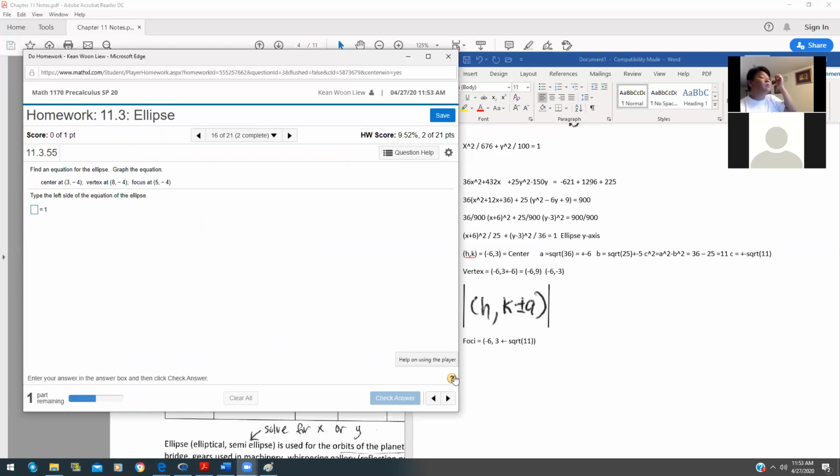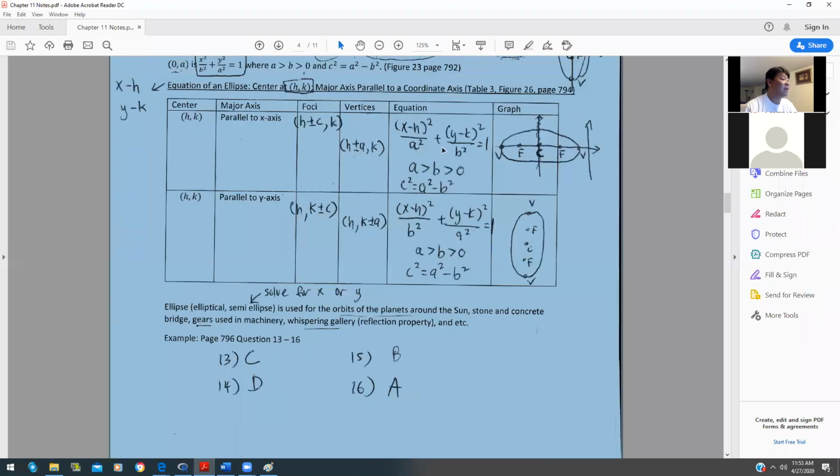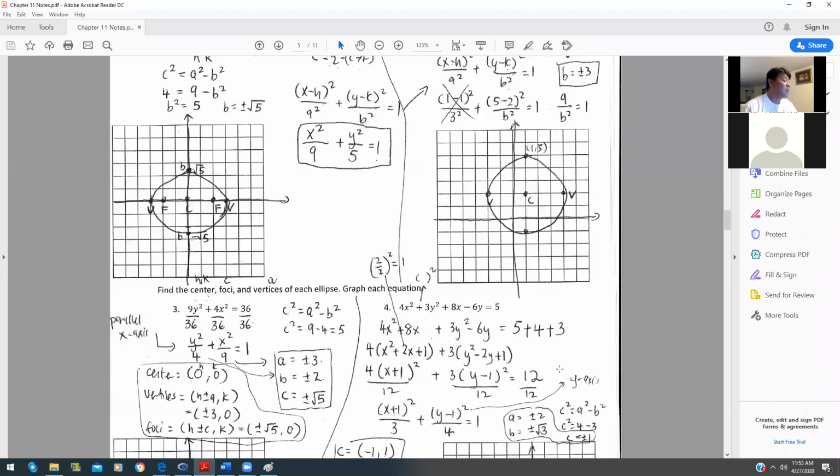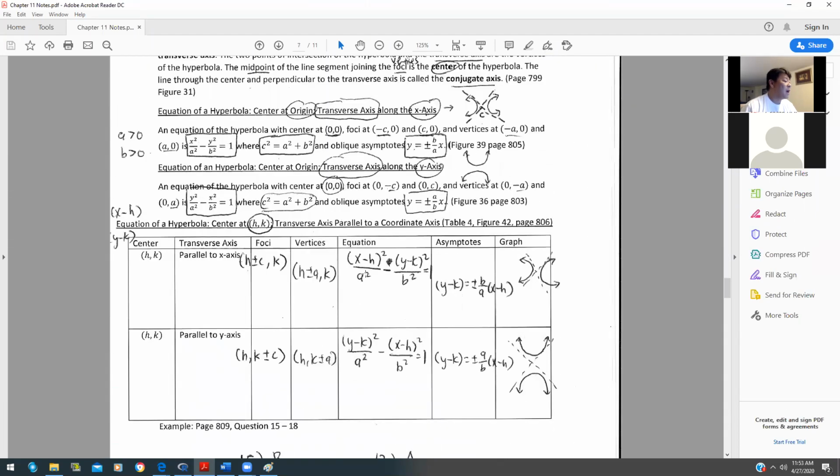I'm running out of time to do hyperbola, so I think there is a video about hyperbola. Hyperbola is very similar to ellipses. The only difference here is we don't use pluses, we use minuses. If you can tell, ellipses are plus, hyperbola is minuses. The only thing extra you have for hyperbola is you have asymptotes.